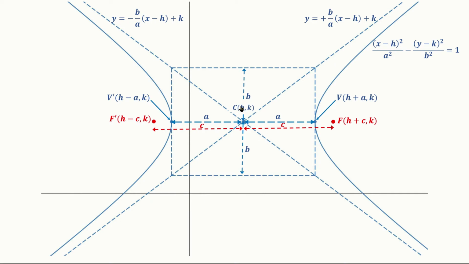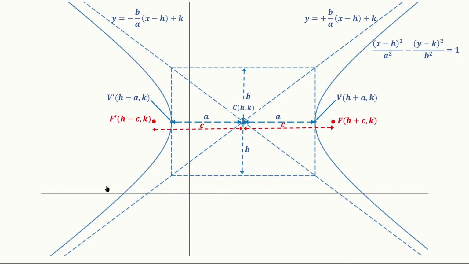The reason I told you not to panic about memorizing all that is because, look, once you locate the center, in order to get your fundamental rectangle, all you do is from the center go up b units, down b units, right a units, left a units. That's it. You're ready to construct your fundamental rectangle. Then you draw your asymptotes and you proceed to graph your hyperbola, again starting at the two vertices. And that's all there is to it.